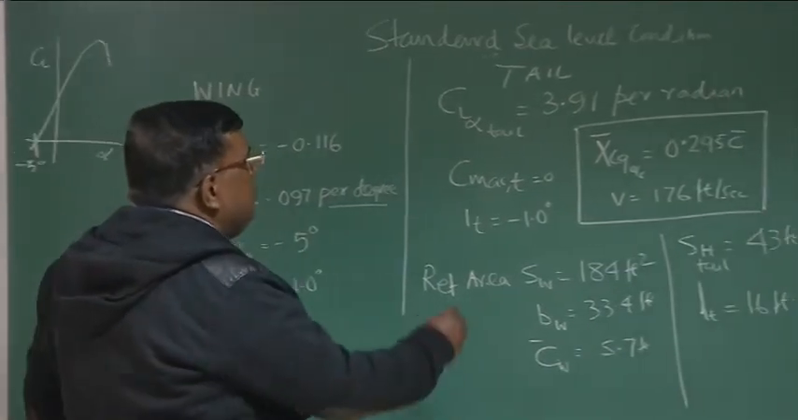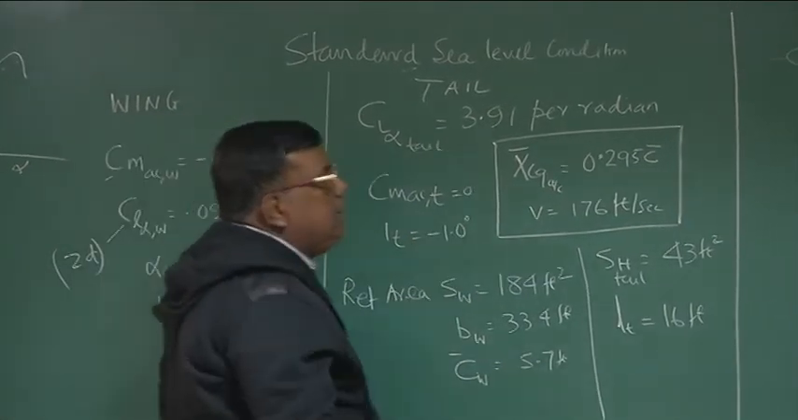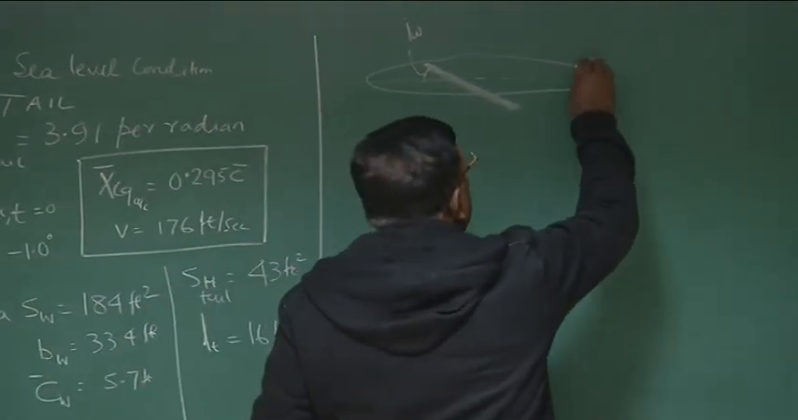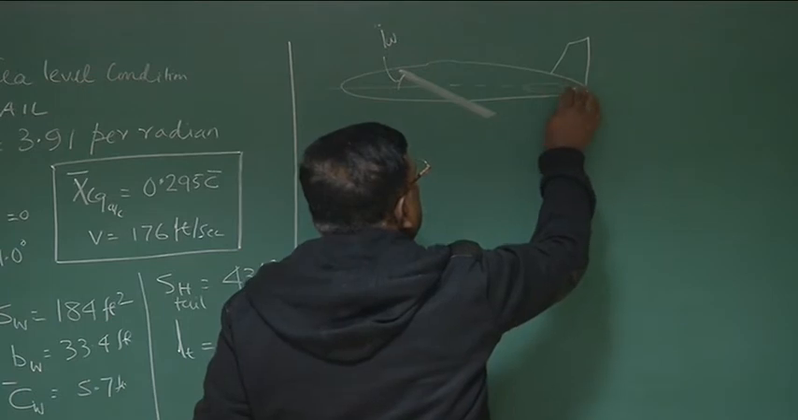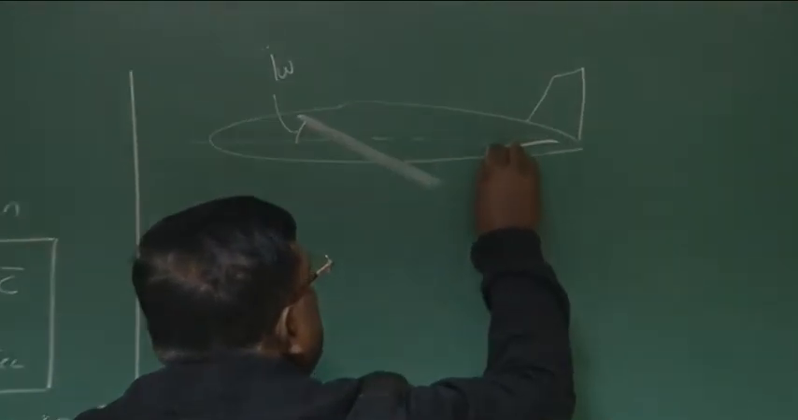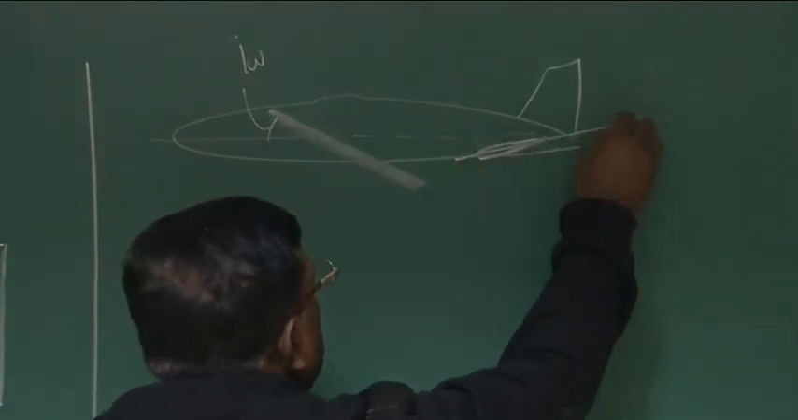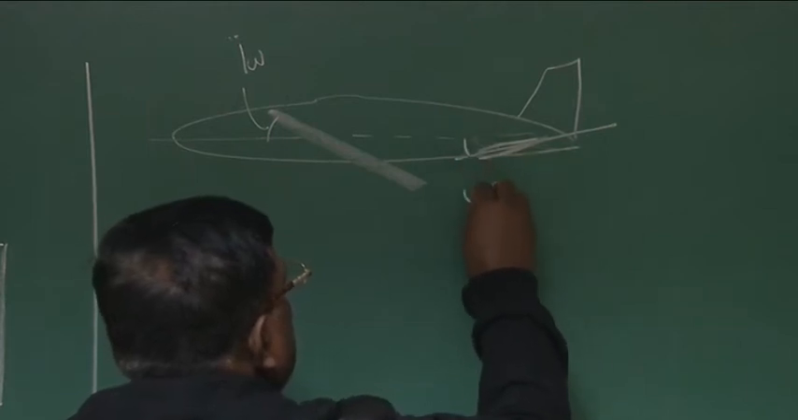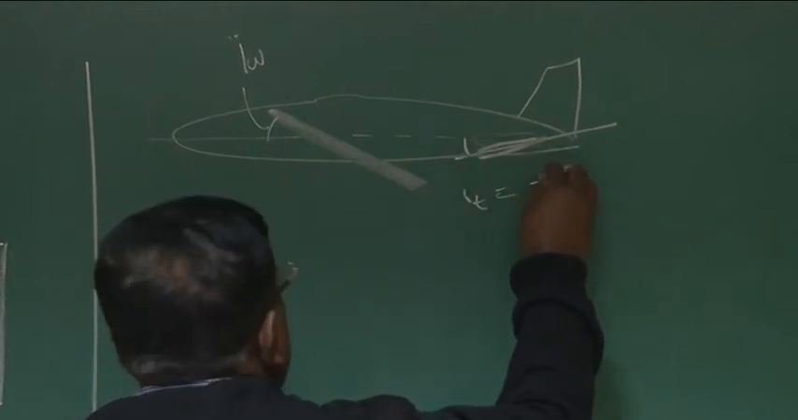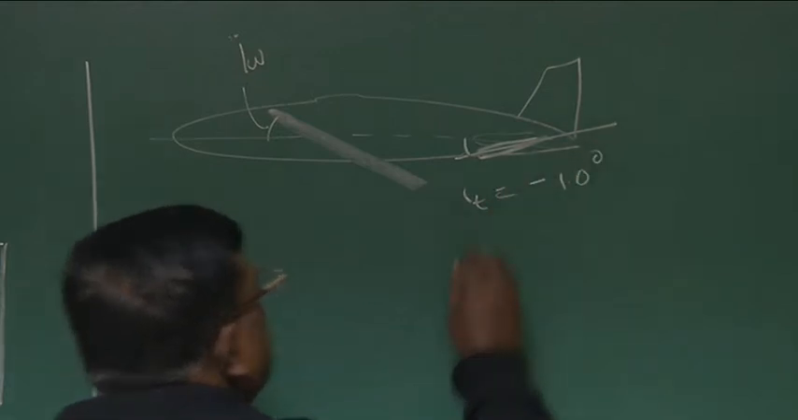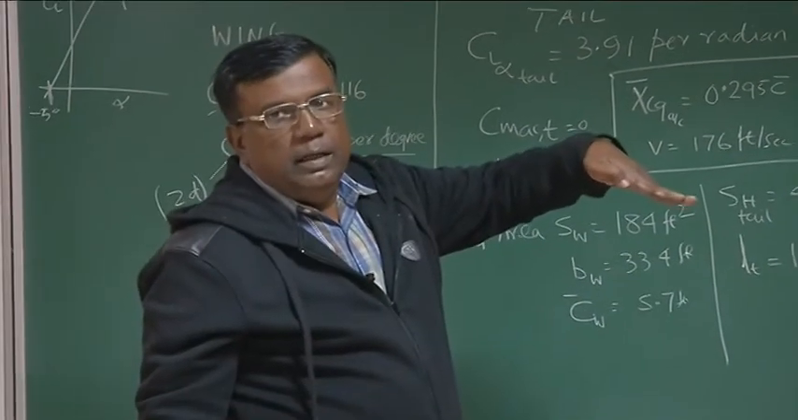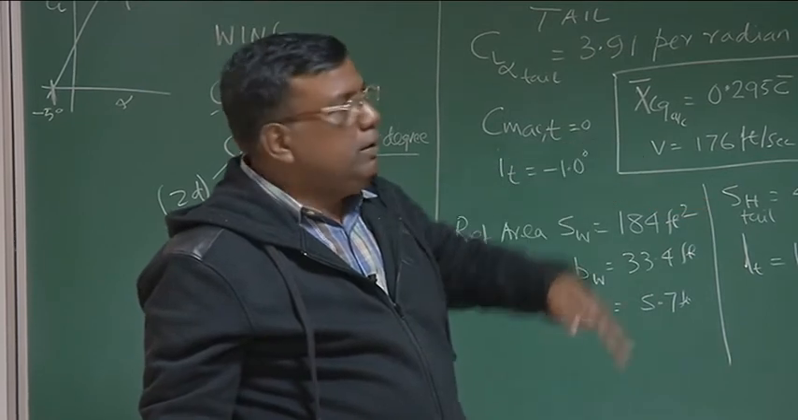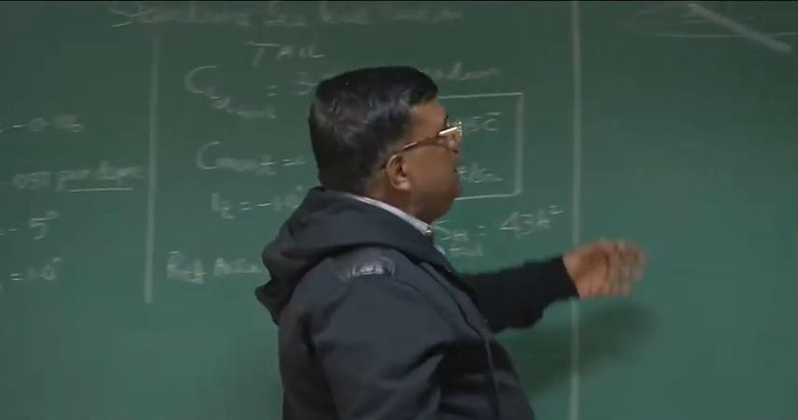Then IT is minus 1 degree. And what is IT? You can check my lecture. If this is the tail, I will be putting the tail like this, and this is IT equal to minus 1.0 degree. So the tail is not like this, the tail is set with a minus setting.